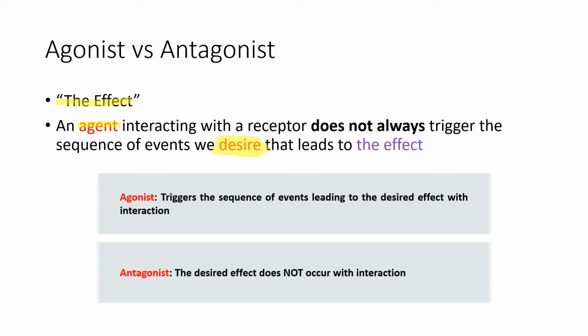And so when it is desired, it's called an agonist, where the ligand or bioactive agent triggers the sequence of events leading to the desired effect with their interaction. Whereas if the desired effect does not occur with the interaction, it's an antagonist.